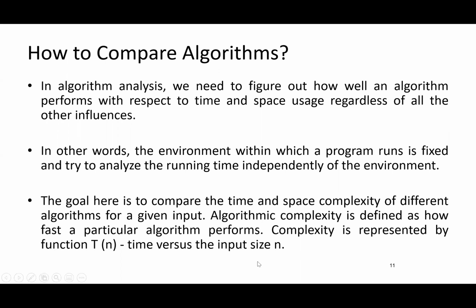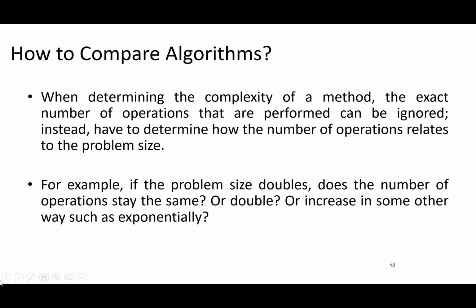And what is algorithmic complexity? Okay, it is actually defined as how fast your algorithm performs. Here, for complexity, we usually use T(n), which means the time versus the input size n of the data that you are going to process using this algorithm. Okay.